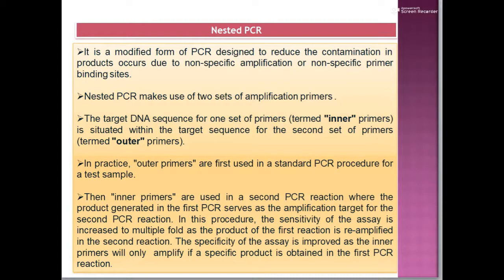Then another one that we have is a nested PCR. It is a modified form of PCR designed to reduce the contamination in the product, which occurs mainly due to non-specific amplification. So what you do is you will use outer primers as well as inner primers. The first PCR reaction will be carried out using the outer primers, and that amplified product will serve as a template for the next PCR, where inner primers are used.